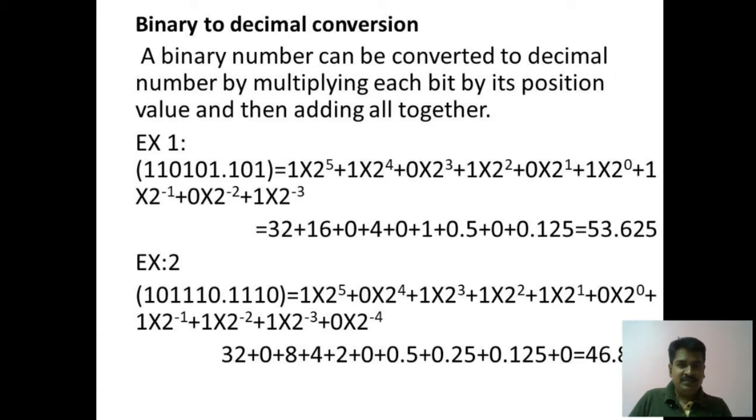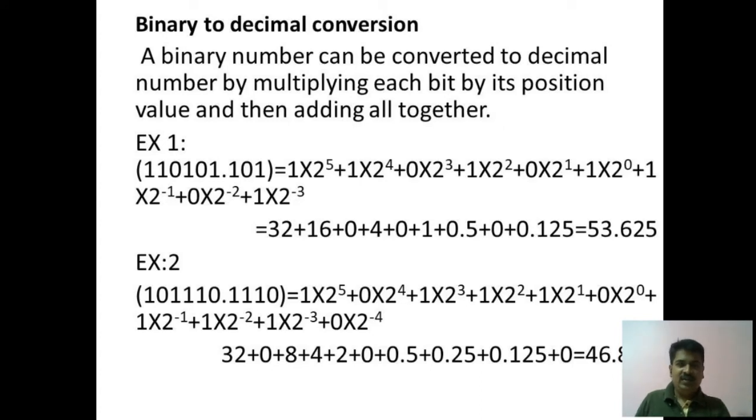After the decimal point, the place value goes like 2 power minus 1, 2 power minus 2 and 2 power minus 3 and so on. We have only 3 digits after the decimal point. So 1 into 2 power minus 1, 0 into 2 power minus 2 and 1 into 2 power minus 3. You have to be very careful. After the decimal point, the place value of each digit goes like 2 power minus 1, 2 power minus 2 and 2 power minus 3 and so on.